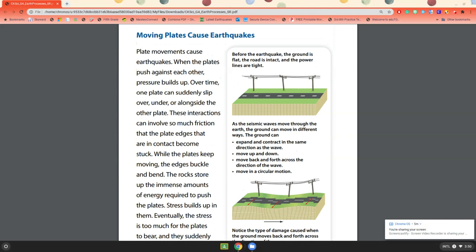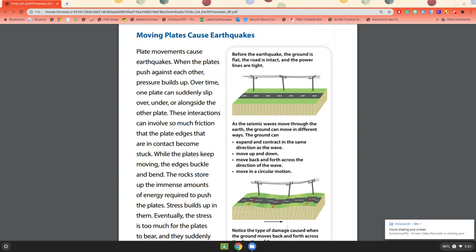So let's look at this image. Now, before the earthquake, the ground is flat, the road is intact, and the power lines are tight. So that's your first image right here. Now, as the seismic waves move through the earth, remember the seismic waves are the after effects of the plate movement. The ground can move in different ways. The ground can expand and contract in the same direction as the wave, move up and down, move back and forth across the direction of the wave, or move in a circular motion.